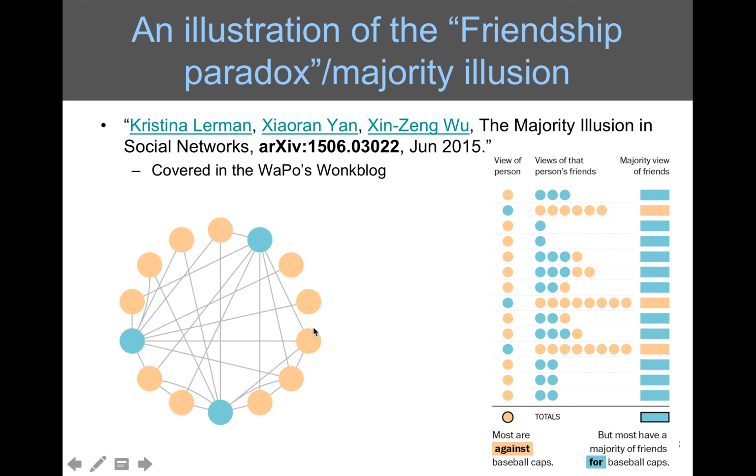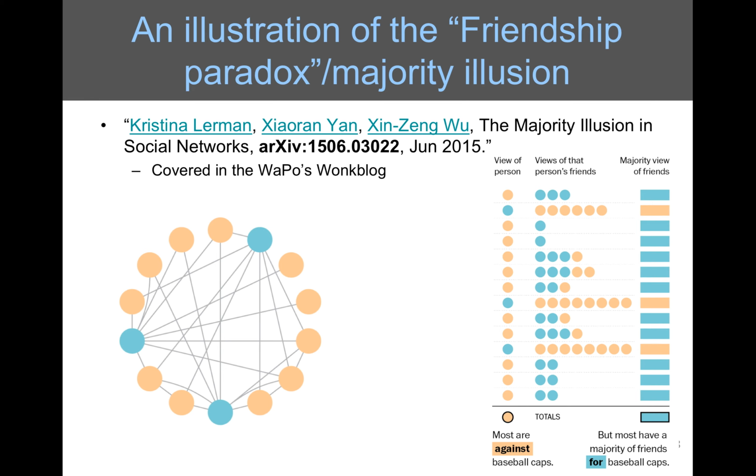It's so obvious that the majority seems to be against using baseball caps. So they don't seem to be sports fans. They don't seem to like baseball caps. And so you would think that if this group were to come to a consensus, they would conclude that, let's not use baseball caps. Let's just go with uncovered heads, in real life.